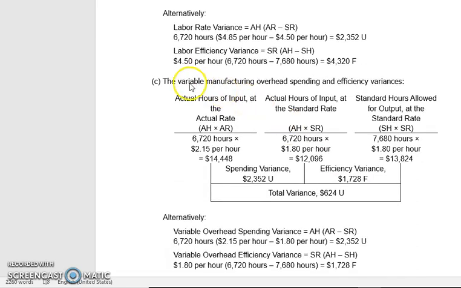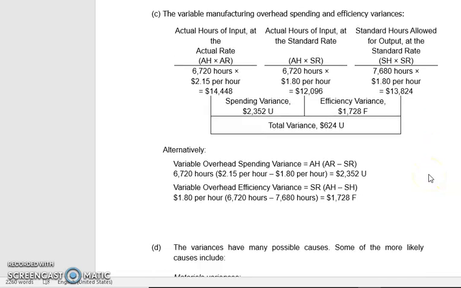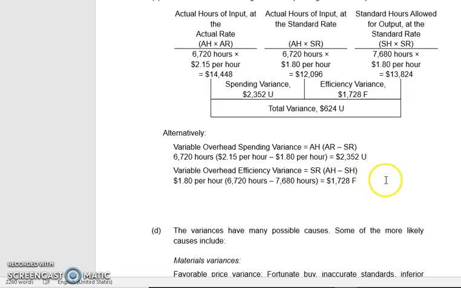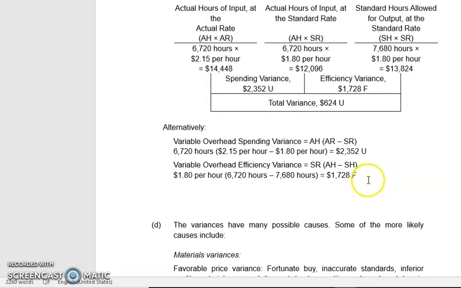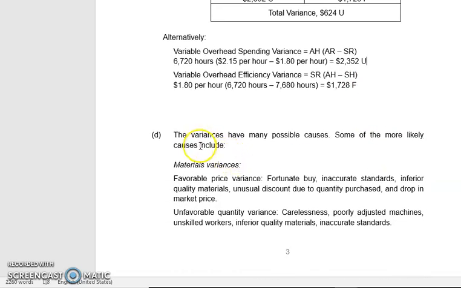And C, variable manufacturing overhead spending and efficiency variance. So you can do like this, or you can do this way. So you get 2,352 unfavorable, and variable overhead efficiency variance, you get 1,728 favorable. The variances have many possible causes.